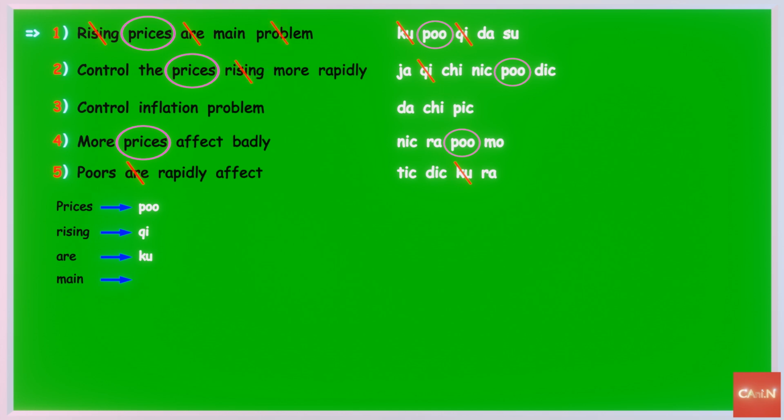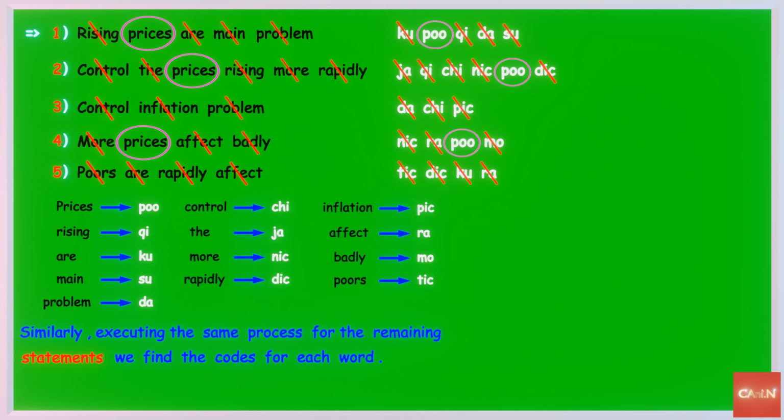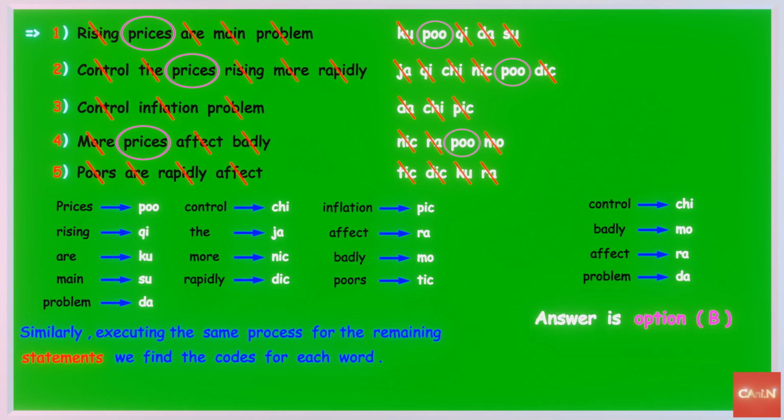Problem appears 2 times, in statement 1 and 3. The common code corresponding to statement 1 and 3 is DA. So, now only the word main and code SU remain. So the code for main is SU. Similarly, executing the same process for the remaining statements, we find the codes for each word. So, the code for control is CHI. Badly is MO. Effect is RA. Problem is DA. Hence, answer is option B.